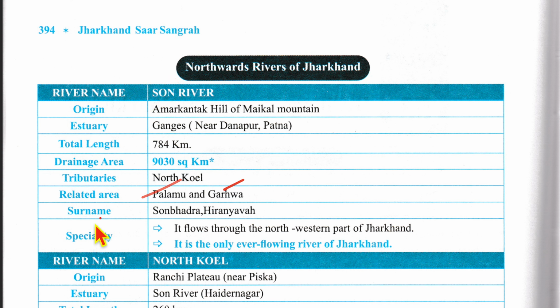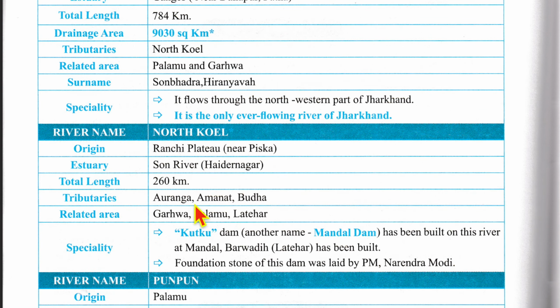Related areas are Palamu and Garhwa. Surname is Sonbhadra and Hiranyavah. Speciality is that it flows through the northwestern part of Jharkhand. It is said to be the only ever flowing river of Jharkhand. Not true, because we also have Ganga in this region.